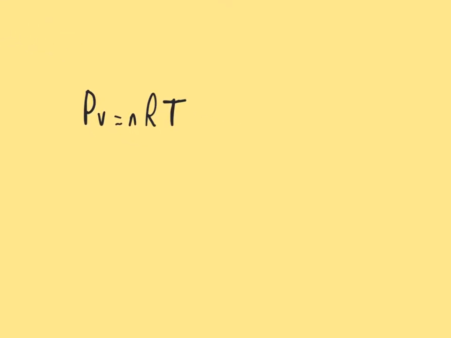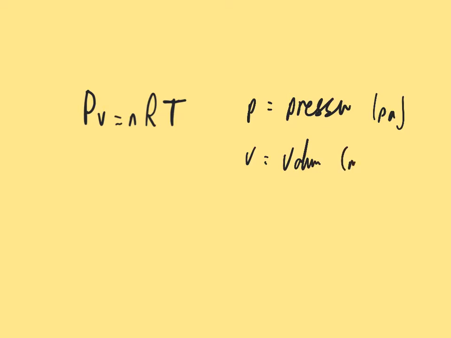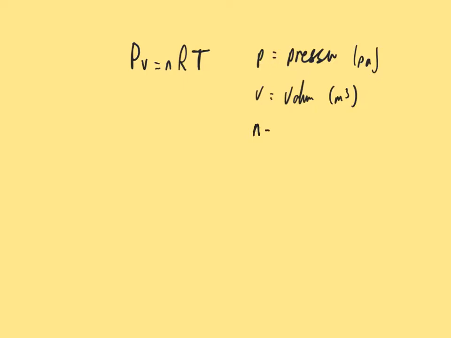P is the pressure, measured in pascals. V is volume, measured in meters cubed. N is moles. R is a gas constant, which is 8.31 joules per Kelvin mole. And T is temperature.